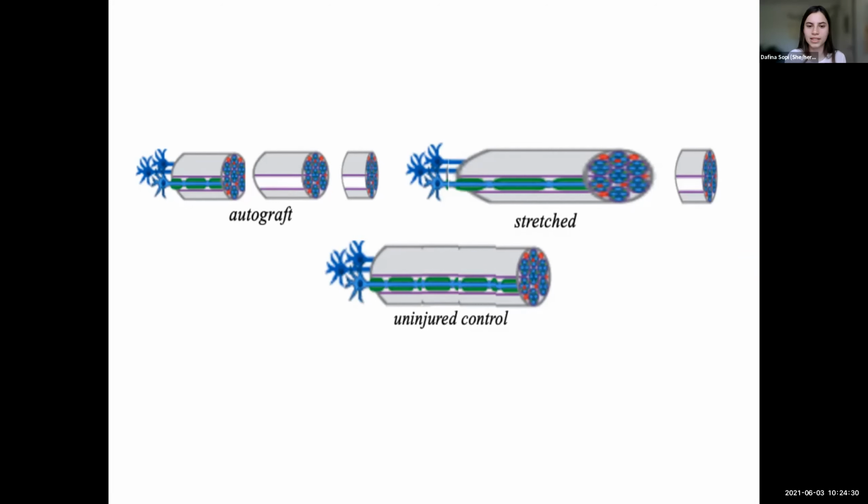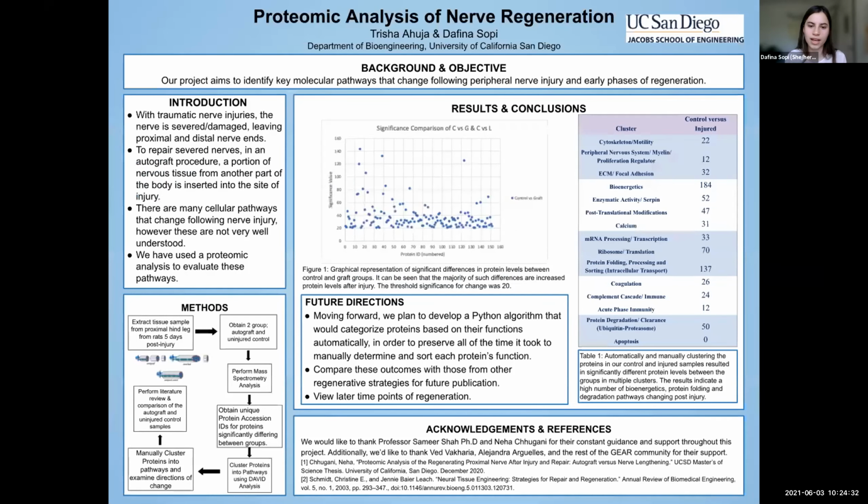So if we go back to the methods, we can see a flow chart. We basically extract a tissue sample and from the tissues, we obtained two groups, which is the autograft and uninjured control that we're examining for our analysis. From this, we can then perform mass spectrometry, which if you're not familiar with, basically what it does, it's able to detect and separate ions based on their masses. So since it's able to do this, it's actually able to differentiate proteins that are present in samples. And then from there, we can identify what exactly the tissue is made up of in terms of proteins.